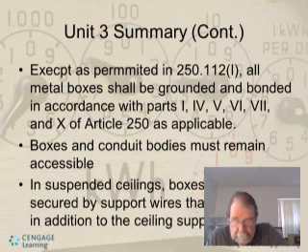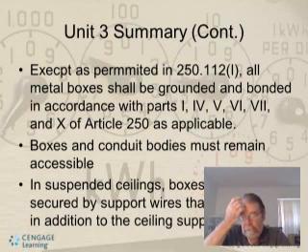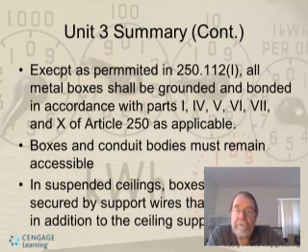Except as permitted in 250.112 Section I, all metal boxes shall be grounded and bonded in accordance with parts 1, 4, 5, 6, 7, and 10 of Article 250 as applicable. Boxes and conduit bodies must remain accessible, and suspended ceiling boxes can be secured by support wires that are installed in addition to the ceiling tile support wire, grid wires. You don't want to use the same wires.